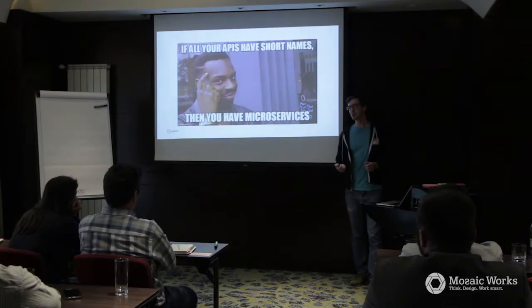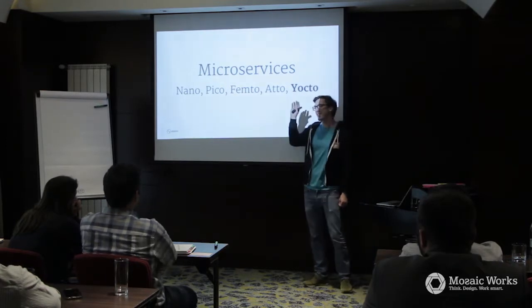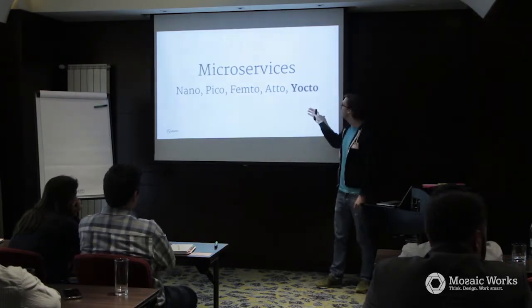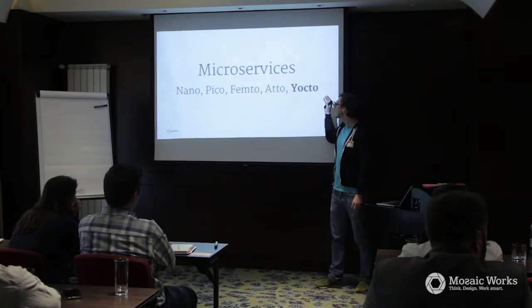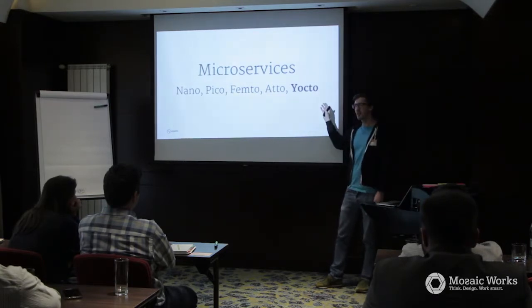But you don't really need to stop at that level. You can take it kind of further. So you can only start with microservices, and then you make nanoservices, Pico, Femto, Atto, and I think Yocto is the smallest thing I could find. So there's, I guess, just one line of code.